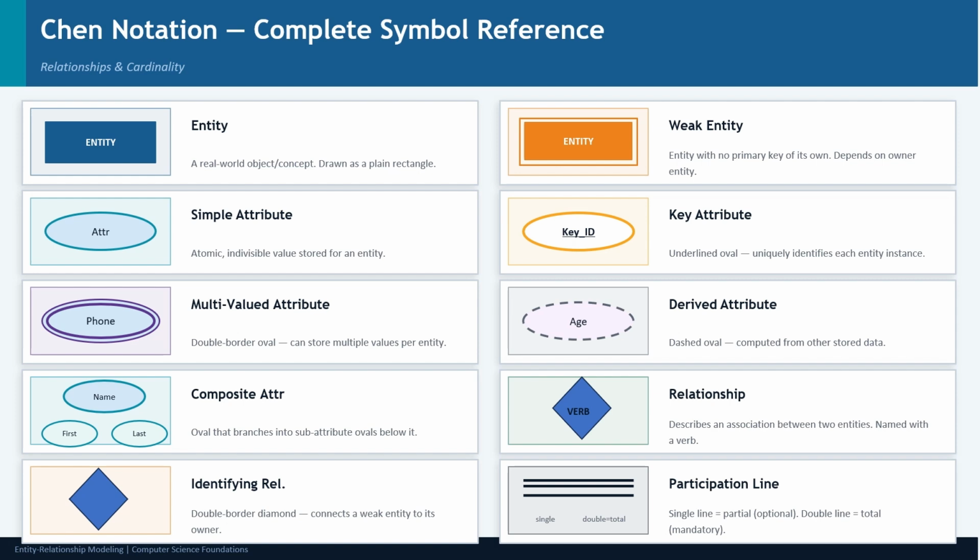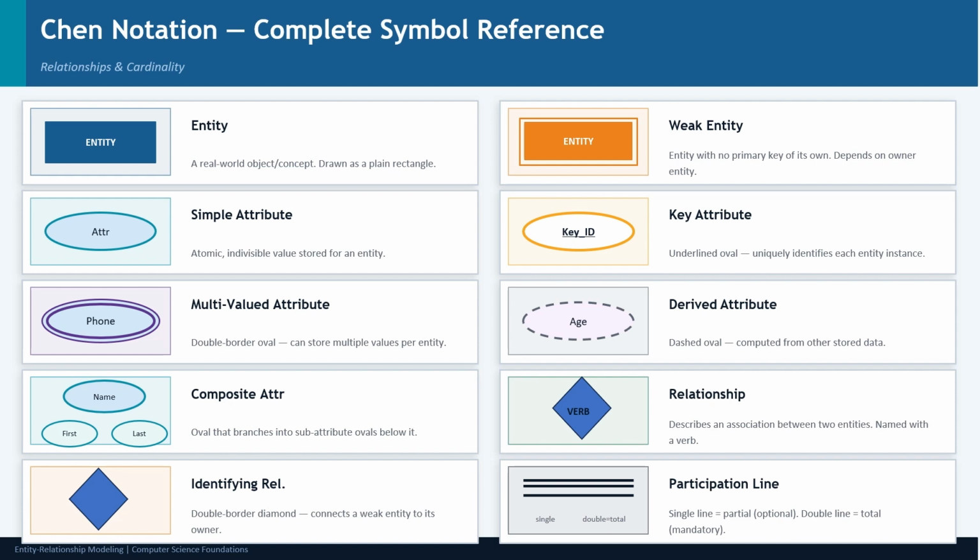Simple attribute, a single oval. Atomic value. Key attribute. Underlined text inside the oval. Uniquely identifies each entity instance. Multi-valued attribute. Double border oval holds more than one value. Derived attribute, dashed oval. Computed, not stored. Composite attribute, an oval that branches into sub-attribute ovals.